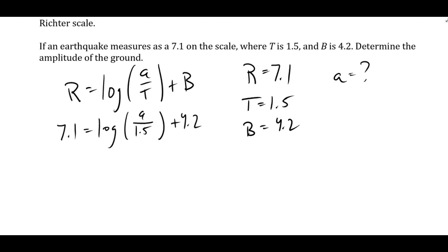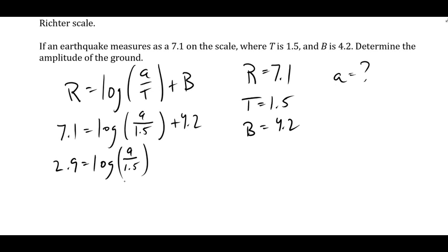I hope this feels familiar. I don't know if we've done anything quite like this, but it's very similar to exponential stuff. So we've got to start isolating and moving things around. Subtract 4.2 from both sides, and you get 7.1 minus 4.2 is 2.9. And it's kind of cool here, you've got two options. Log of A over 1.5. I could use the quotient law and split those up if I wanted to: log of A minus log of 1.5. In some cases, that might be a nice way to do it.